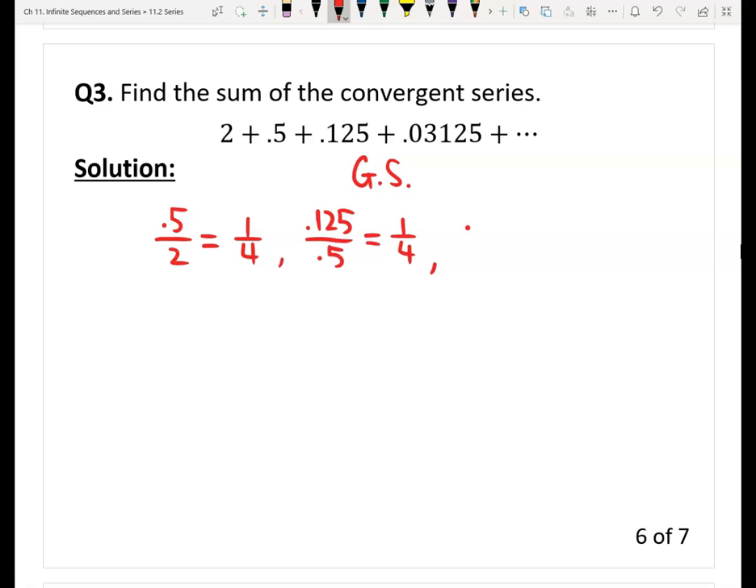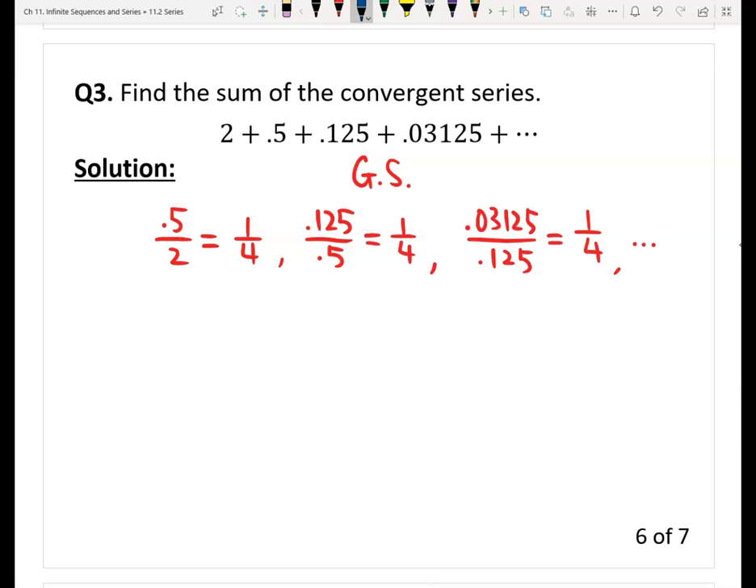How about a4? So this number over a3, which is this number. Okay, you use a calculator to do the calculation. See, it is still 1/4, which means what? Can you see? Imagine all the ratios are common. Therefore, this is a geometric series, right?